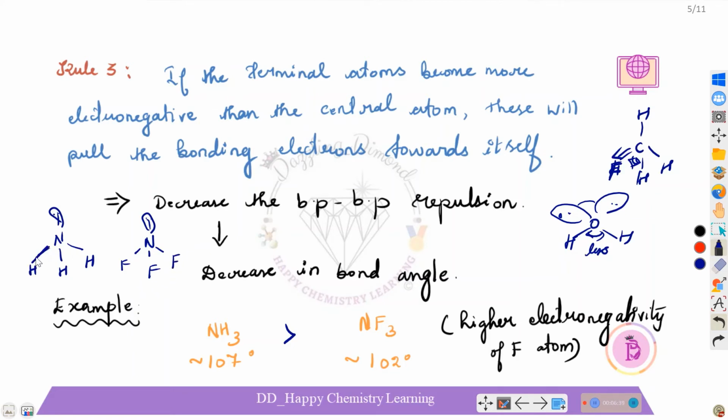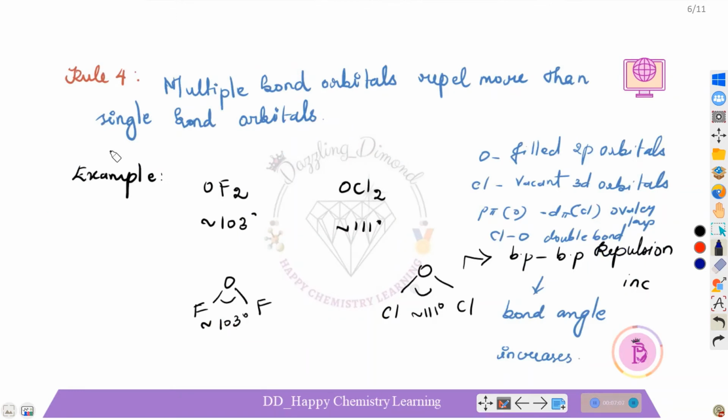As nitrogen is more electronegative, the bond length will be more, right? But here, due to the higher electronegativity of fluorine, it will pull the electrons towards fluorine, so this length will be lesser. So here the angle will be more and here the angle will be less. Okay, I think now you will be clear with this concept. Yes, moving to the next rule.